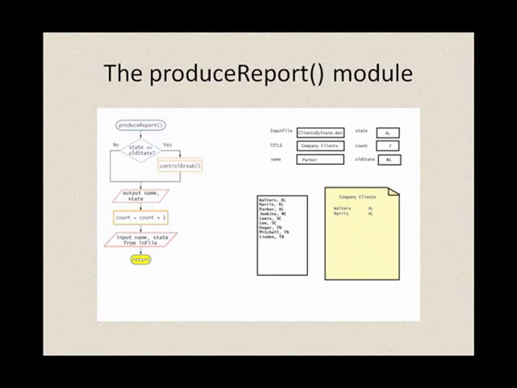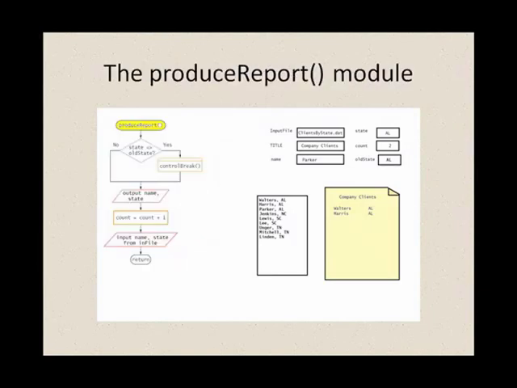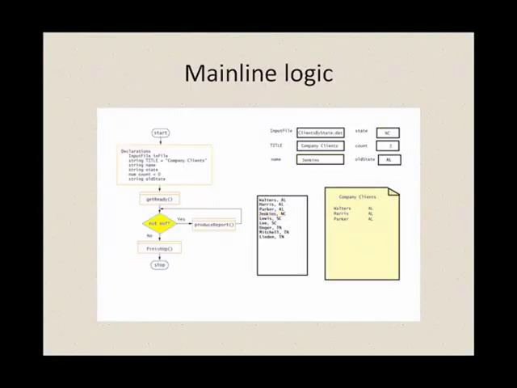You leave the produceReport module, go back to mainline, check for end of file. You're not at end of file yet, so you can go back to produceReport. In the produceReport module, you compare state and old state. They're both Alabama, so you output Parker and Alabama onto the report. Count becomes 3, and you get the next record from the input file. The next record happens to hold Jenkins from North Carolina. You return from the produceReport module, check for end of file, and go back to the produceReport module.